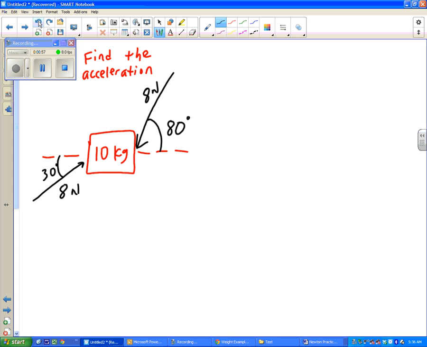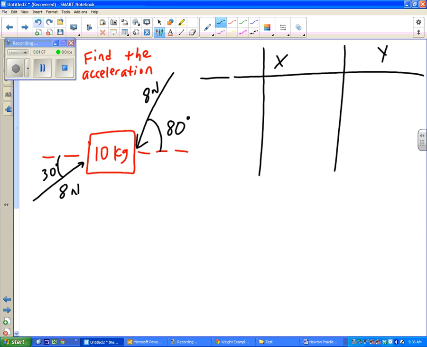We have our x part, and we're going to have our y part. And we're going to draw these two vectors, these two forces. So the first one comes in over here, and it's making a 30-degree angle. And the second one is this one, and it kind of looks like this. It is making an 80-degree angle, and it's also 8 newtons.